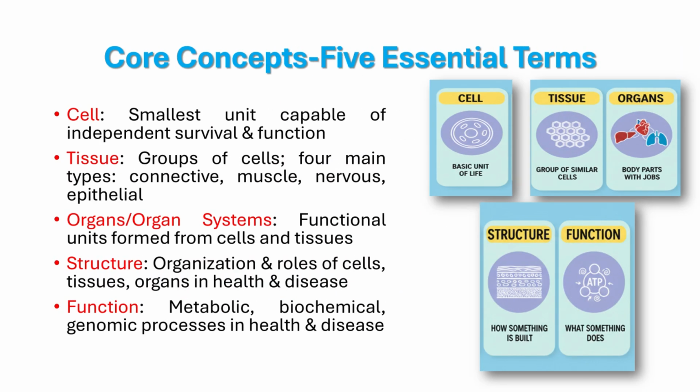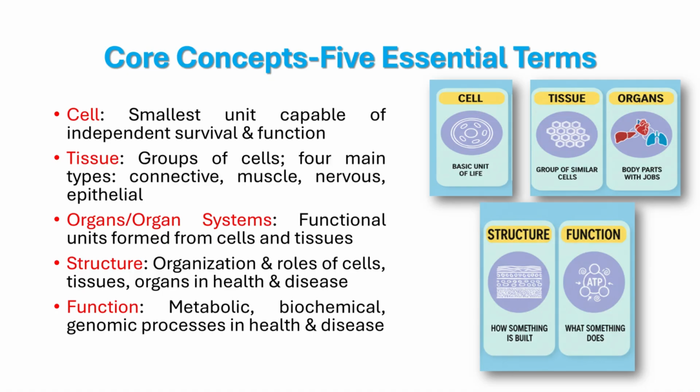Understanding veterinary pathology begins with mastering 5 essential terms. First up, cell. It's the smallest unit in an animal's body that can survive and function on its own. Next is tissue, which is just a group of cells working together. There are 4 main types: connective, muscle, nervous, and epithelial. Epithelial tissue is especially diverse. Think of skin cells called keratinocytes, intestinal cells called enterocytes, and liver cells called hepatocytes.